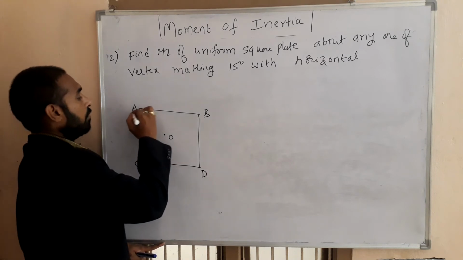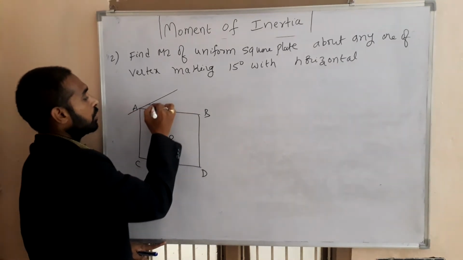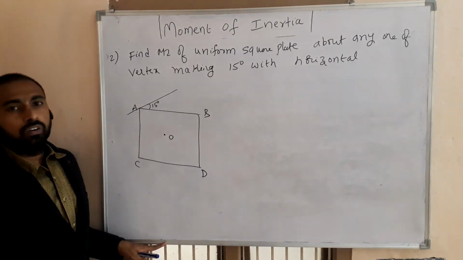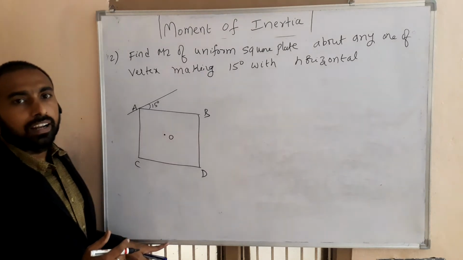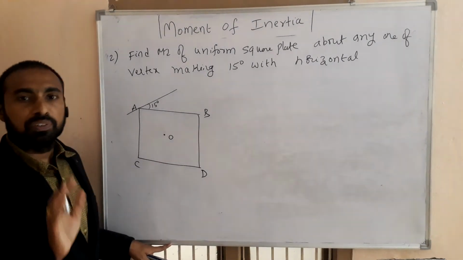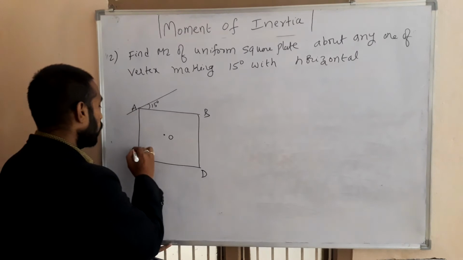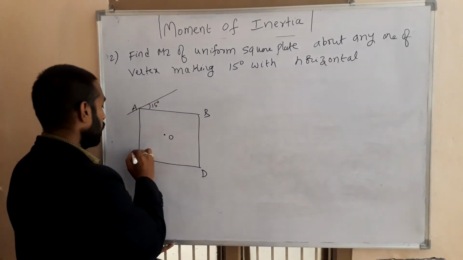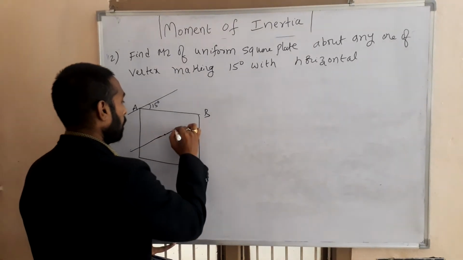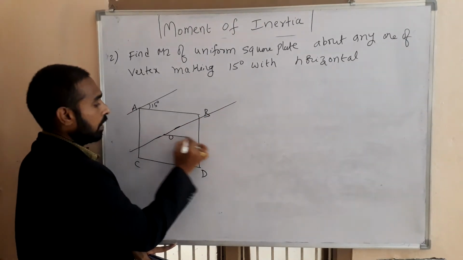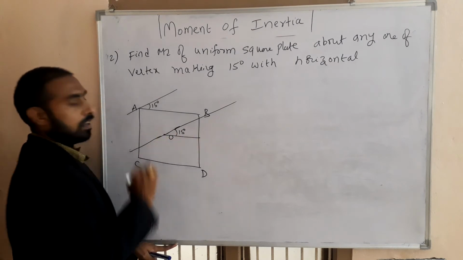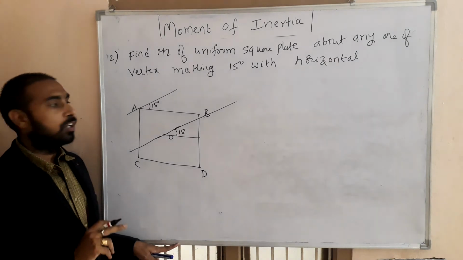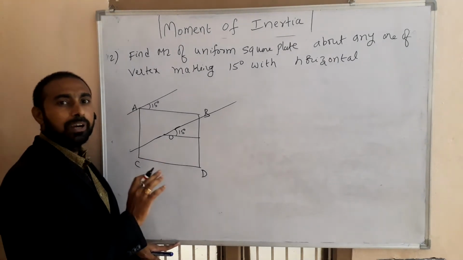So I would like to consider a vertex that is making angle 15 degrees with horizontal. Now I would like to draw a parallel line that is passing through O and making angle 15 degrees. That is also parallel to that vertex only. This is the line passing through the center and making 15 degrees angle. Okay. So just now I told you moment of inertia is not depending upon the angle.